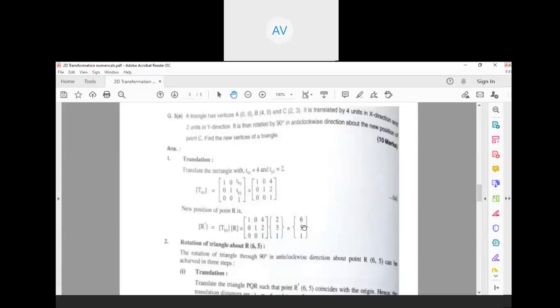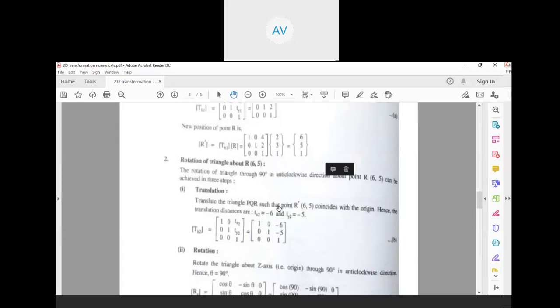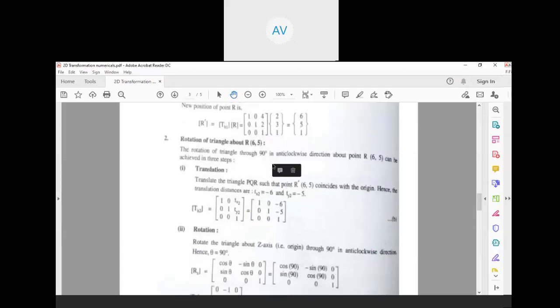Okay, so about this point we have to rotate it by 90°. So 6 comma 5, about this point we have to rotate. So what we have to do, first we have to translate this point to origin. So we have to fix this point, we have to move this point to origin. For moving it we have to perform the translation operation. So tx will be -6 and ty will be -5.